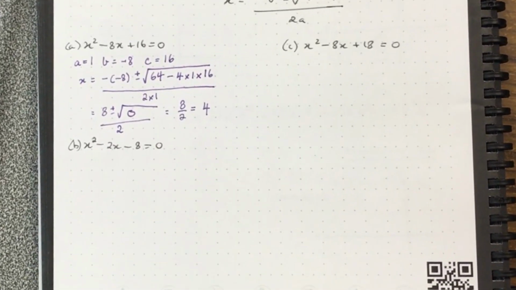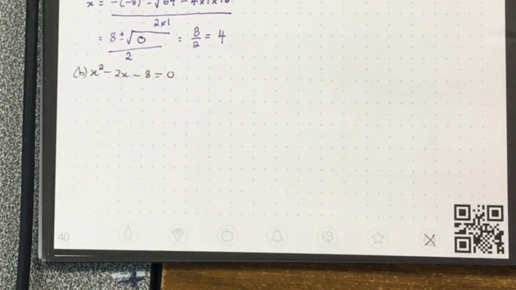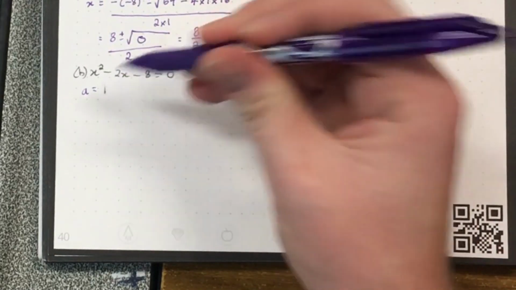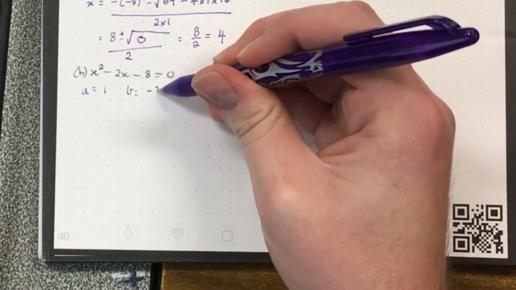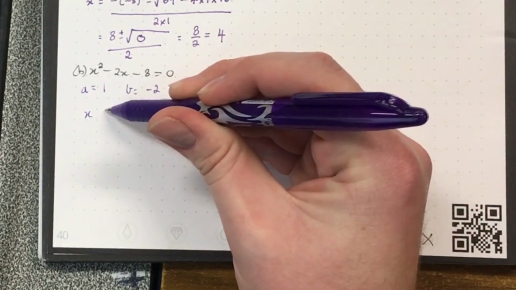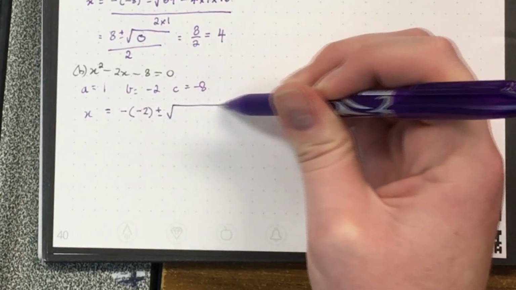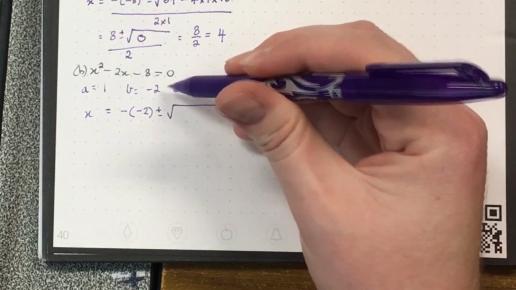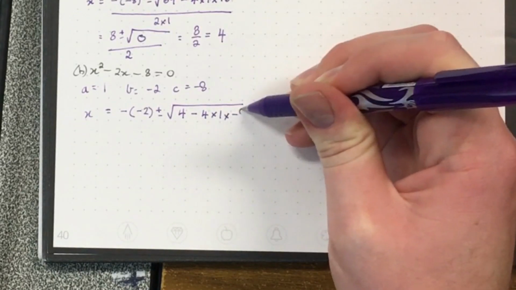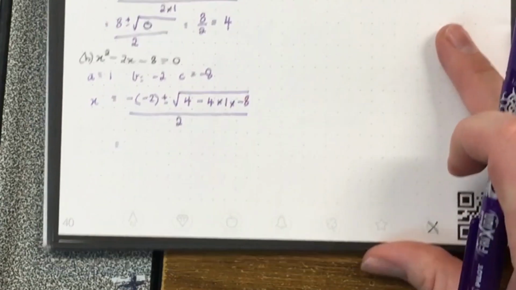For part B, which says x squared minus 2x minus 8 equals 0, what would A be for this one? 1. What would B be? Negative 2. And C? Negative 8. Boom. So again, I'm going to substitute this in. So this will be negative 2 squared is 4, minus 4 times 1 times negative 8, over 2.